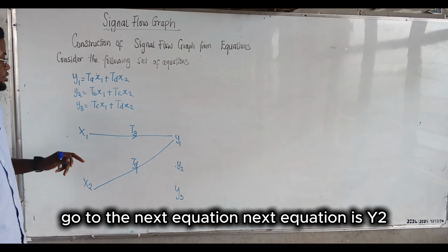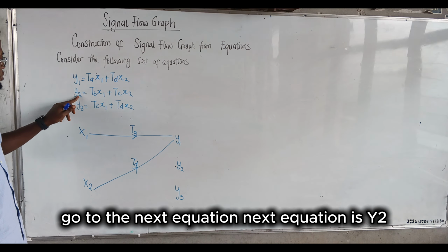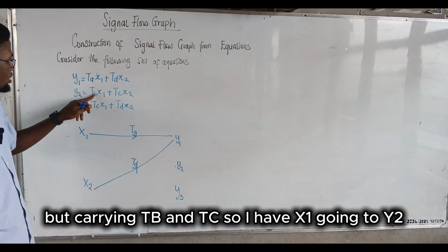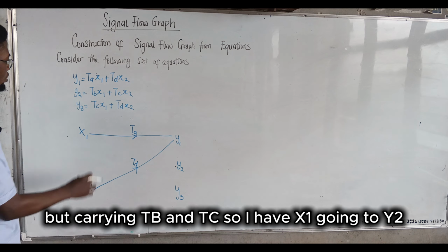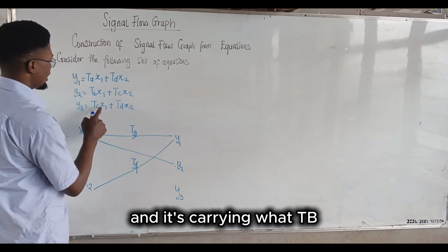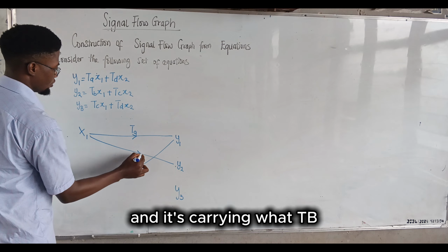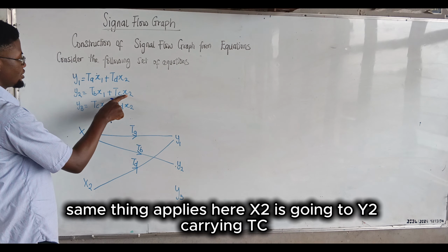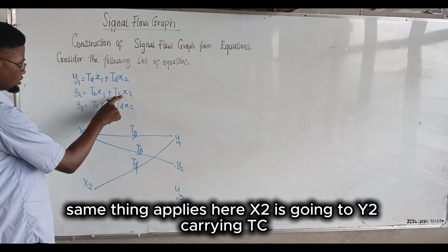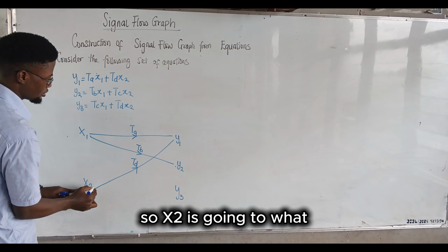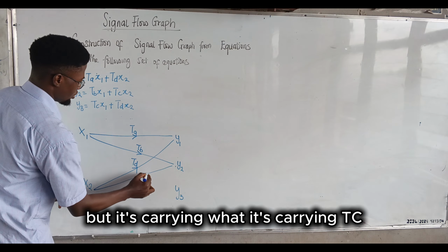Go to the next equation. Next equation is Y2. So we have both X1 and X2 coming to Y2 but carrying TB and TC. So I have X1 going to Y2 and it's carrying what? TB. So it's going to Y2 and carrying TB. Same thing applies here. X2 is going to Y2 carrying TC.